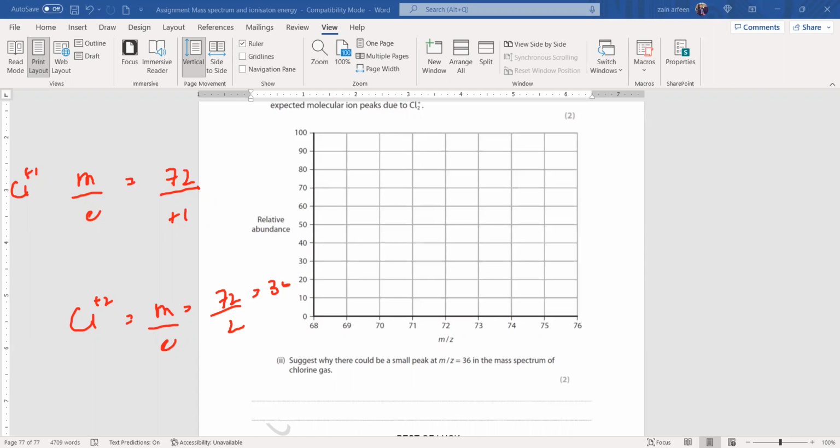The reason is that maybe two electrons are removed from the chlorine. That's why it will have a charge of 2 plus and a molecular ion of 72. Then it will give us 36. So we might have a chlorine molecule with a molecular mass of 72, but it will have a charge of plus 2, which leads to a mass to charge ratio of 72 divided by plus 2 equals 36.